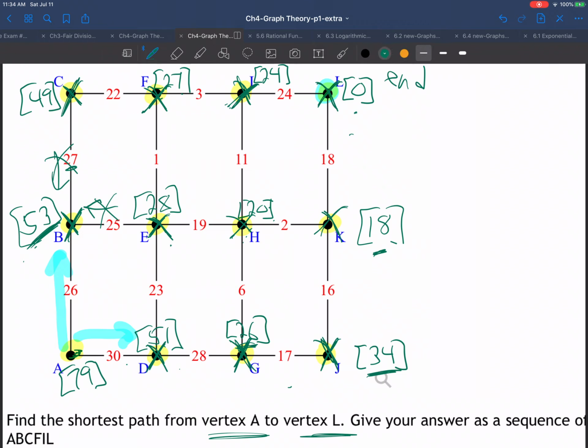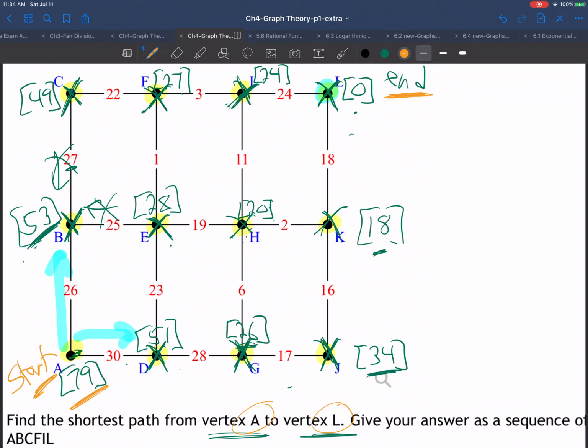We're starting back here, and we're ending at L. We're going from A to L. So how do you know which way to go? Check the numbers. They'll tell you, right? So A is what? 79 from the end. That's the shortest route from A to the end: 79.